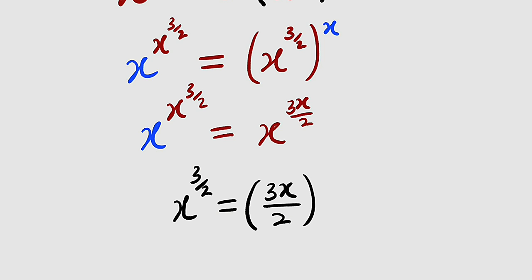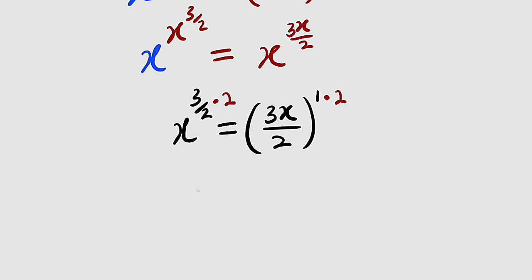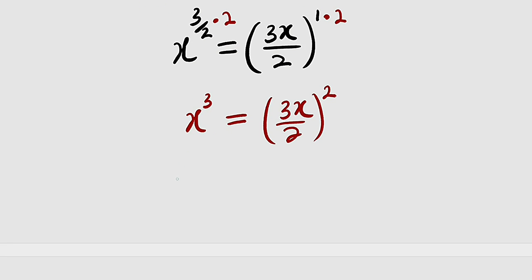And you know we can raise this one to a power of 1. Now we can multiply their corresponding powers with 2 in order to eliminate this 2 down here. So let's do that. We multiply this by 2, we multiply this by 2. So to the left hand side, we have just x to the power of 3. And to the other side, we have 3x divided by 2 raised to the power of 2. Let us expand the right hand side. To the left hand side, we still have x to the power of 3.